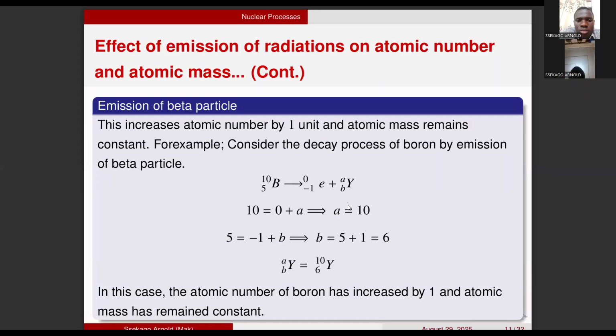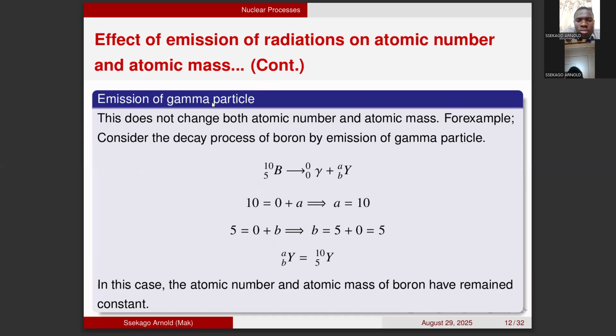For another type of emission, remember there were three particles which we looked at. Why is this thing failing to move? I don't know why it is failing to move. Oh, it has moved. So, emission of gamma particle.